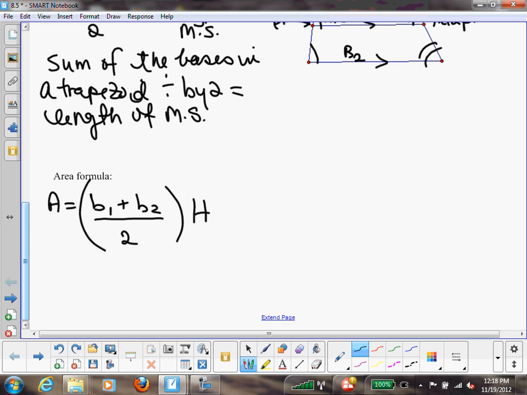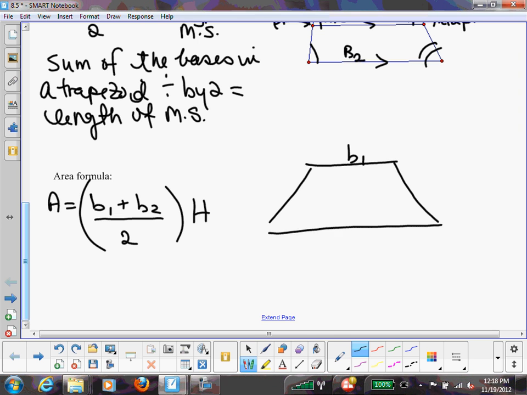Times the height. Okay? So B1, B2, where's your height? What do we need to look for if we got a height? It's got to have an altitude or a height. It's got to form a right angle. So you got to find it, where is that right angle being formed? Okay?